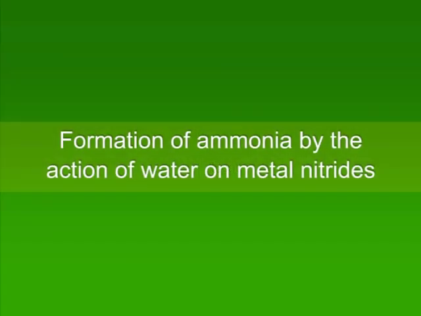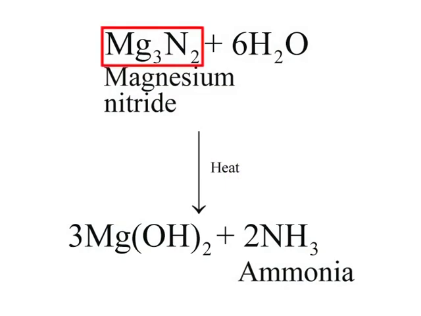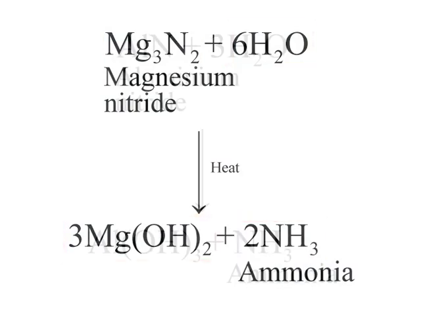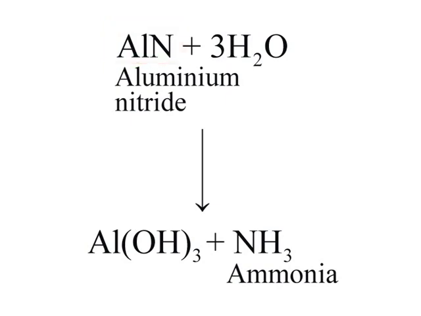Let us now learn about formation of ammonia by the action of water on metal nitrides. Magnesium nitride reacts with water to form magnesium hydroxide and ammonia. Aluminum nitride reacts with water to form aluminum hydroxide and ammonia.